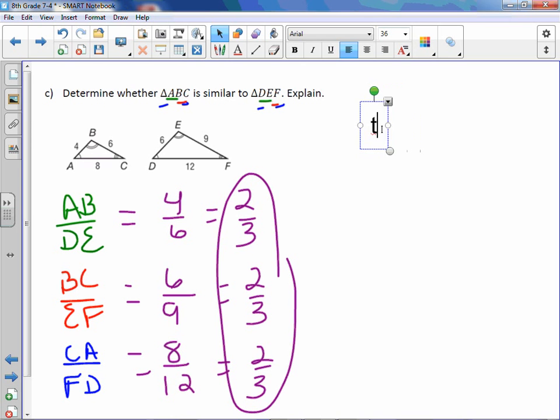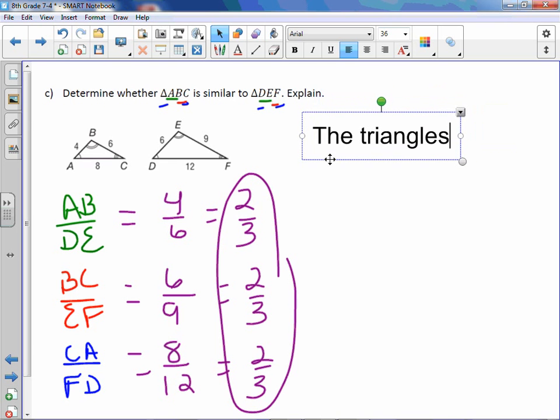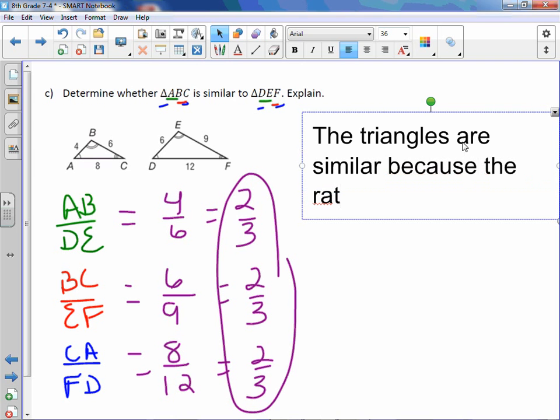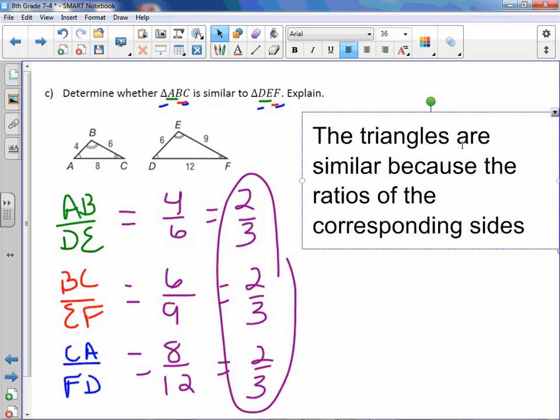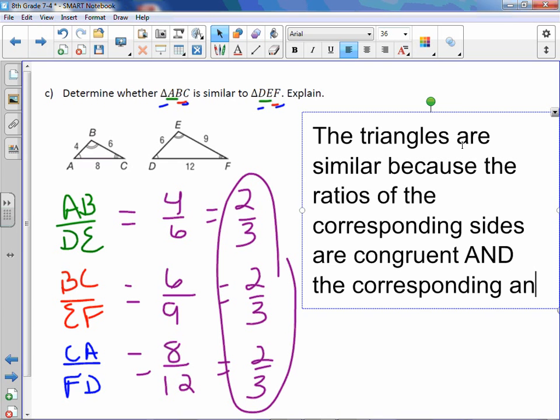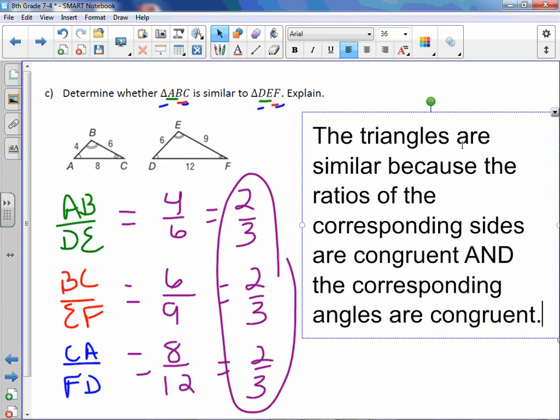So the triangles are similar because the ratios of the corresponding sides are congruent and the corresponding angles are congruent.